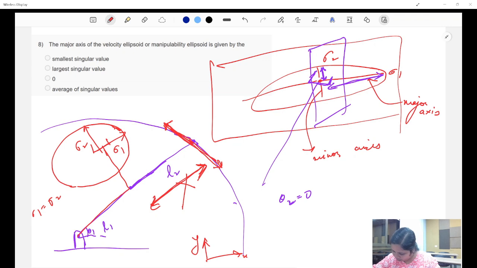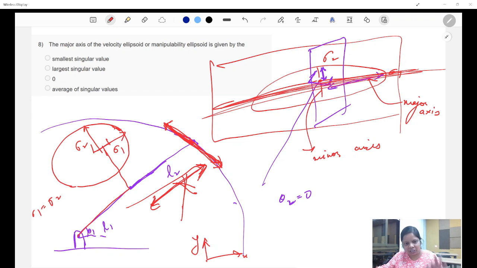But when you reach here, you cannot really move in both the directions. You have constrained yourself from moving in this direction because your theta 2 is 0, and you can only move along this. If you can only move along this, your ellipsoid gets converted to a straight line. You have no movement in this direction, you just have movement in this direction. This is your major axis. You have a major axis already there, but you don't have any value of sigma 2. You cannot move anywhere else. You can just move along this line.